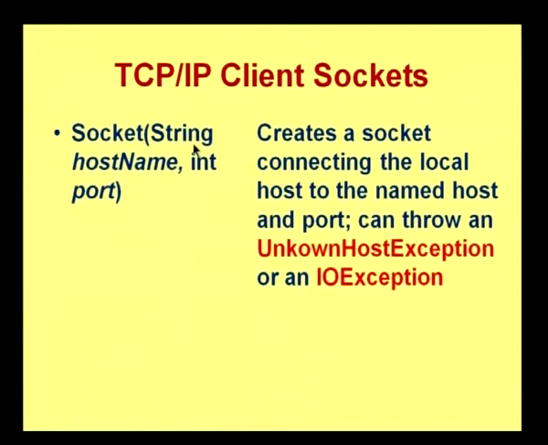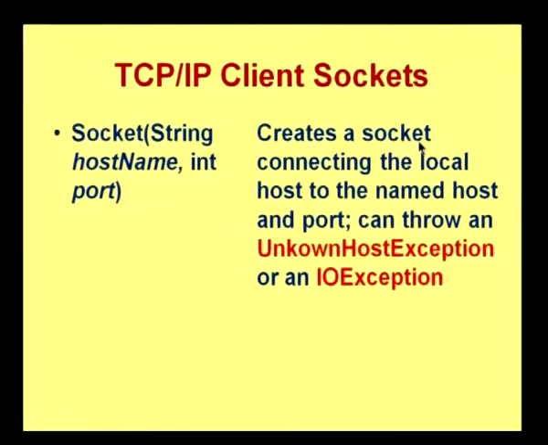You can see here Socket, with a string host name and an int port number. This creates a socket connecting the local host to the named host and port. It can throw an UnknownHostException or an IOException. Here you can see that a particular system could be identified by an IP address. We have seen what the InetAddress class is, and you also know what a host name is and how your host name is different from your InetAddress. Your host name is nothing but the name of the system that you are trying to connect to. So it will be in the form of a string.